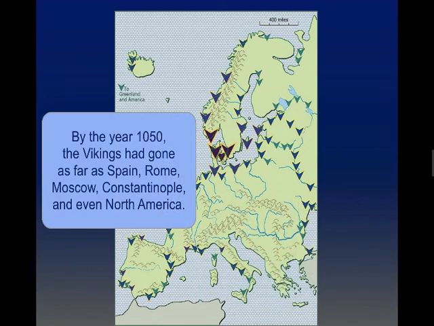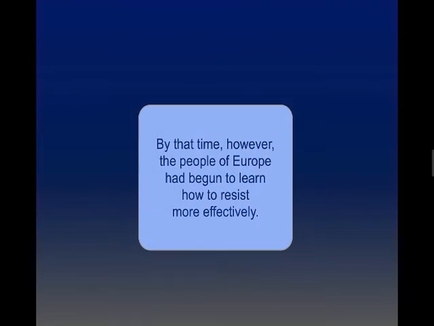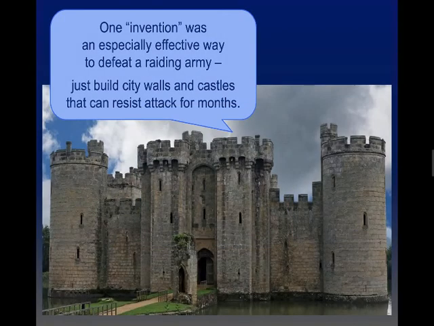By the year 1050, they had gone as far as Spain, Rome, Moscow, Constantinople, Afghanistan, even North America. By that time, however, the people of Europe had begun to learn how to resist more effectively. One particularly useful invention was a castle where you could store maybe 200 troops and enough food for 3 months. In other words, just build your city walls and castles so that they can resist attacks for months.